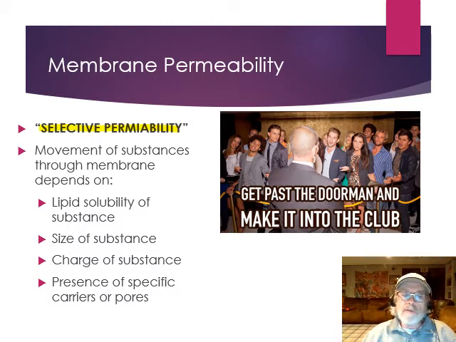Also, the presence of specific carriers or pores. Like we talked about, these protein things will either, as a pore, allow things to come through as a channel, or a carrier is going to pick something up and carry it across the membrane. There might be some cells that have a lot of protein carriers or pores, and some cells that have very few. So all those things would make a difference. This is something that will help to influence selective permeability.